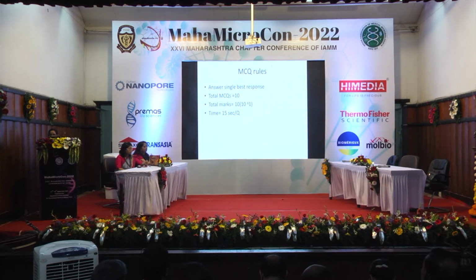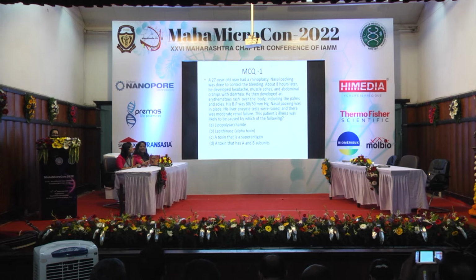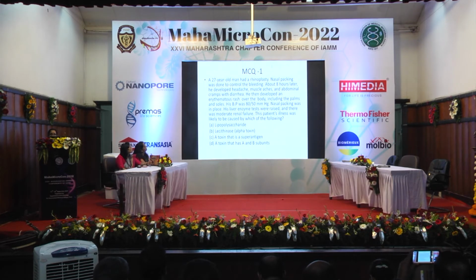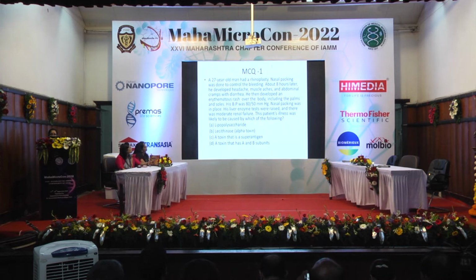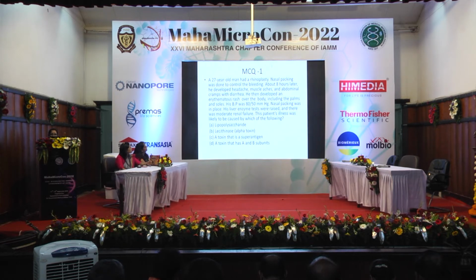So moving on to the first MCQ. A 27-year-old man had a rhinoplasty. Nasal packing was done to control the bleeding. About 8 hours later, he developed headache, muscle ache, and abdominal cramps with diarrhea. He then developed an erythematous rash over his body, including the palms and soles.